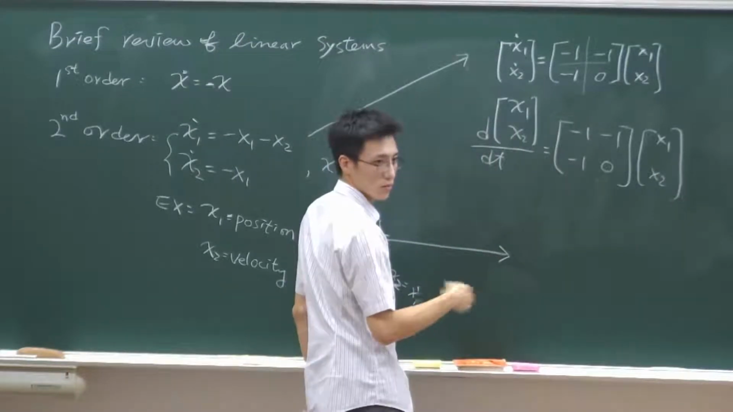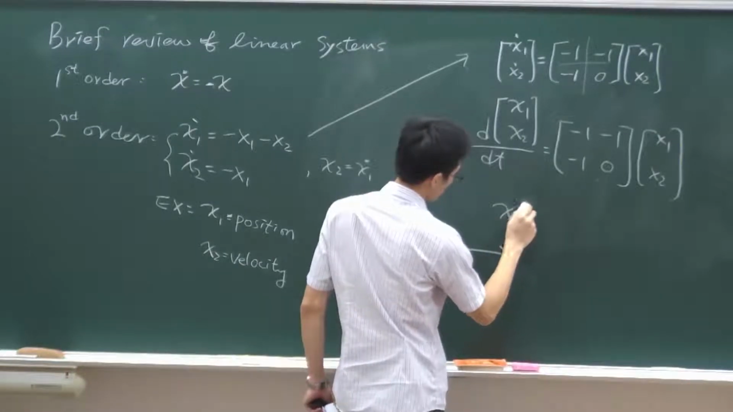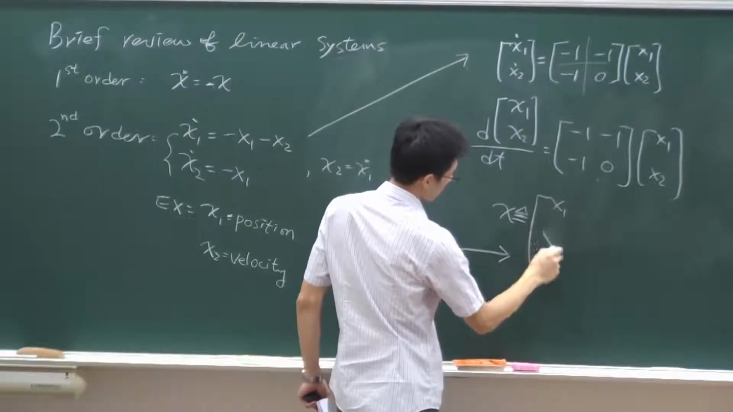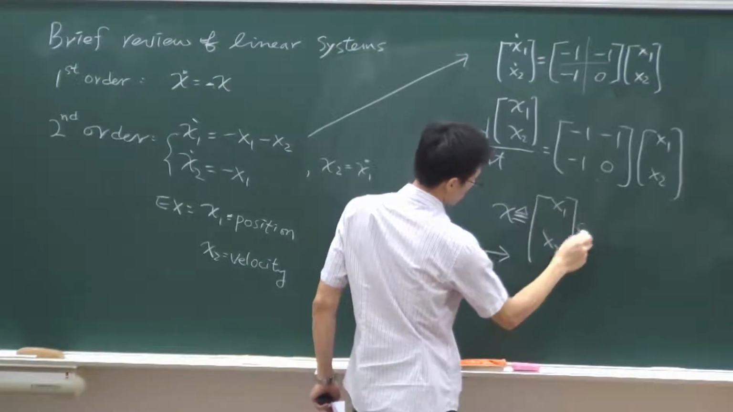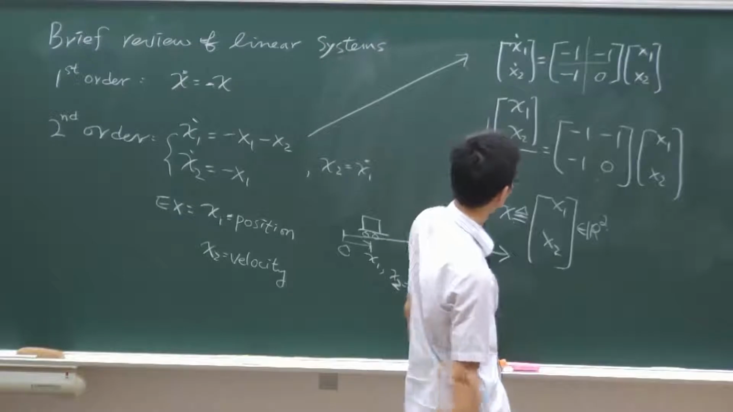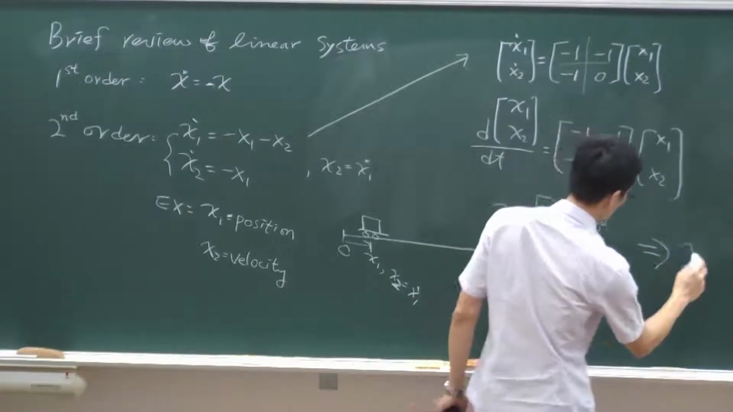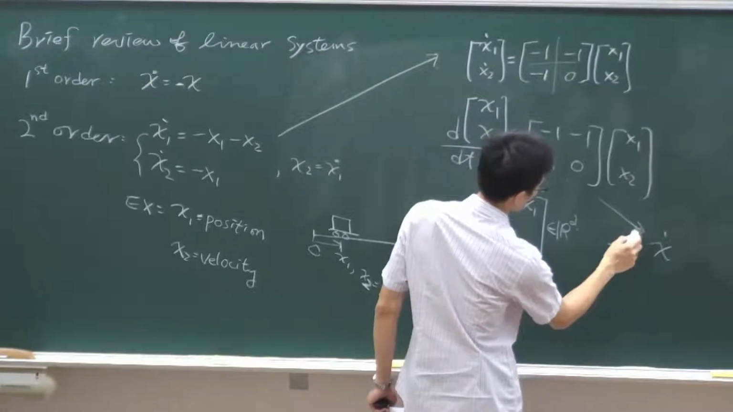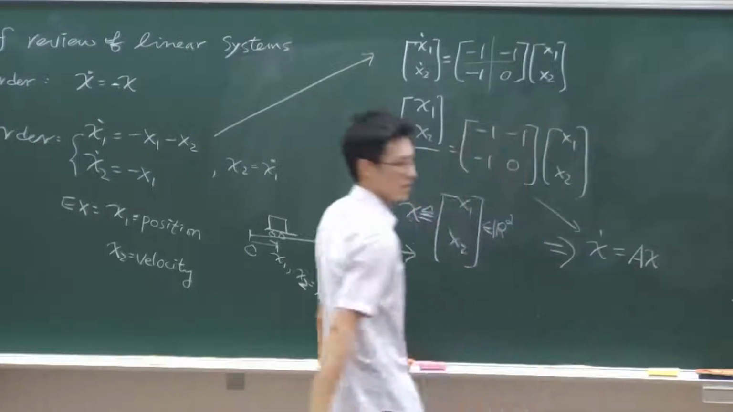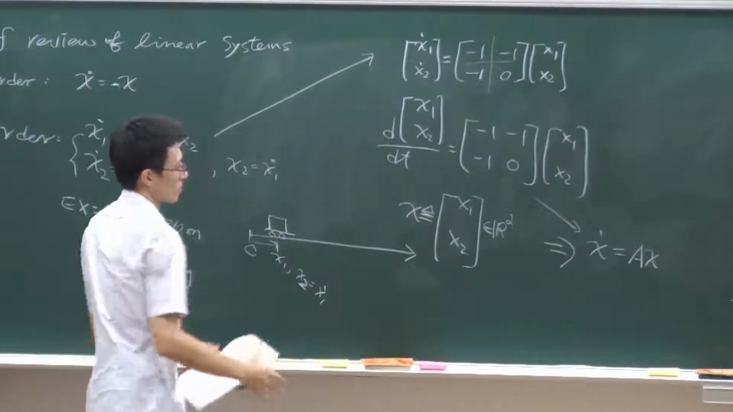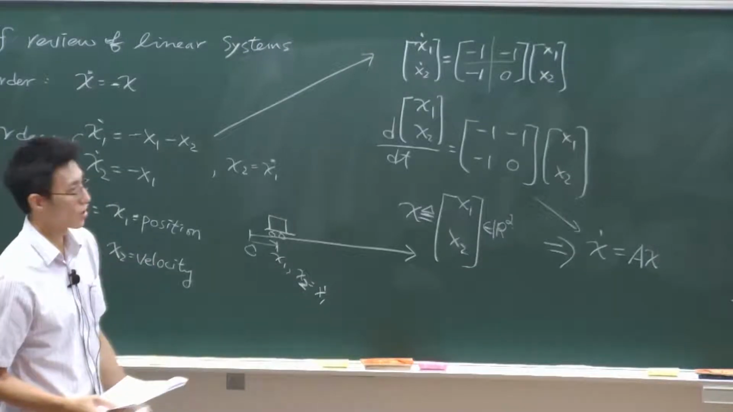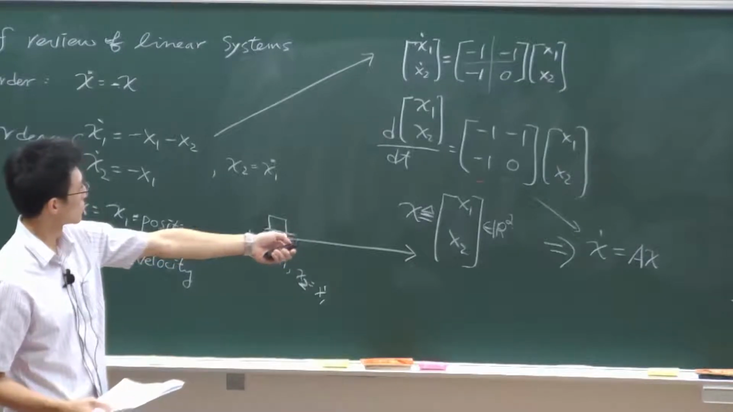And you can do it more simply, like you define your x. Define x as x1, x2, which is a two-dimensional column vector. With that being said, you can say x dot equals some matrix, I call it A, times x. Then it's the same as this form. 能懂吗? So A is a matrix.